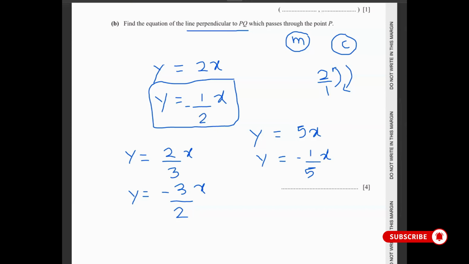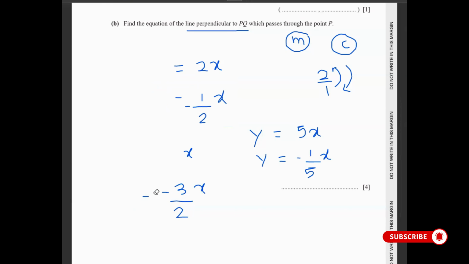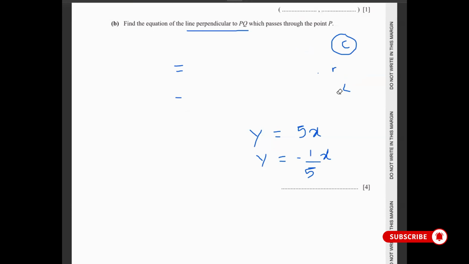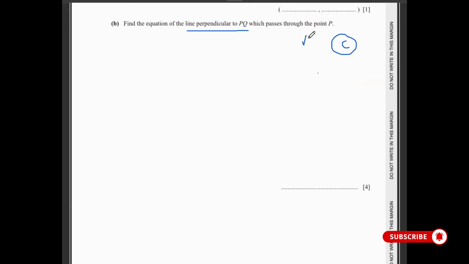Now we can go to our question in the paper. They say write the equation of the line perpendicular to the given line PQ. As I told you before, we should know M, the gradient, and also C, the y-intercept, to write the equation of a line. So the first thing we can find is M. As it is perpendicular to PQ, we know it must be the negative reciprocal of the gradient of PQ.